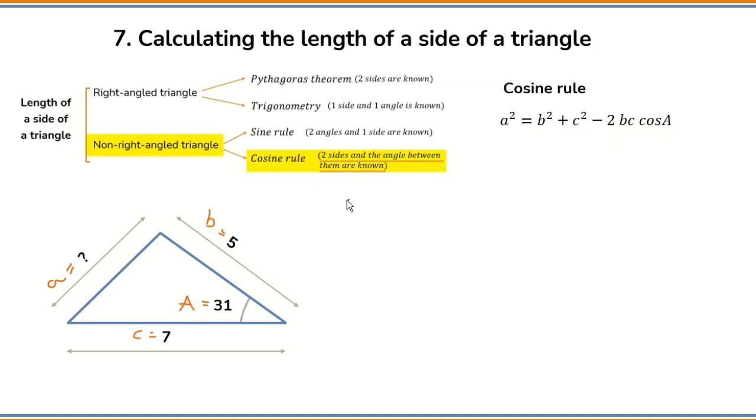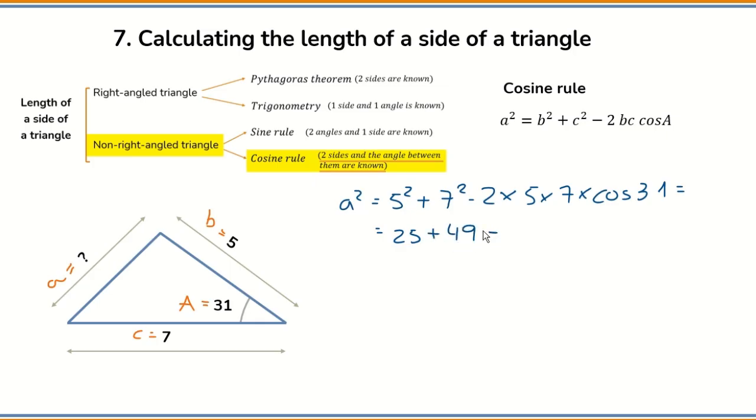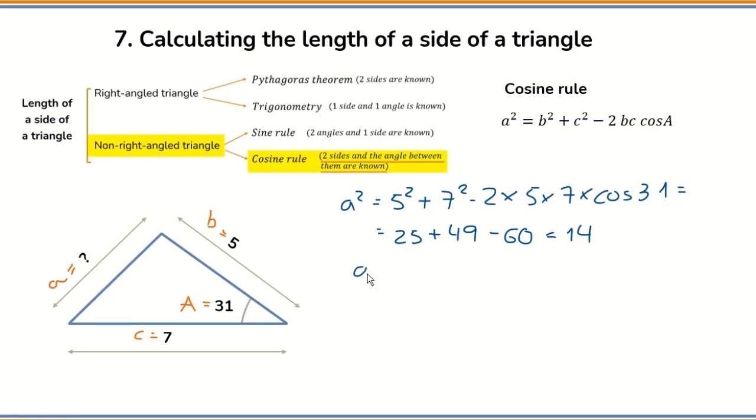If I apply the formula, A squared equals B squared plus C squared minus 2 times B times C times the cosine of 31. This is 25 plus 49 minus 60. And this is 14. A is the square root of 14. And this is 3.74.